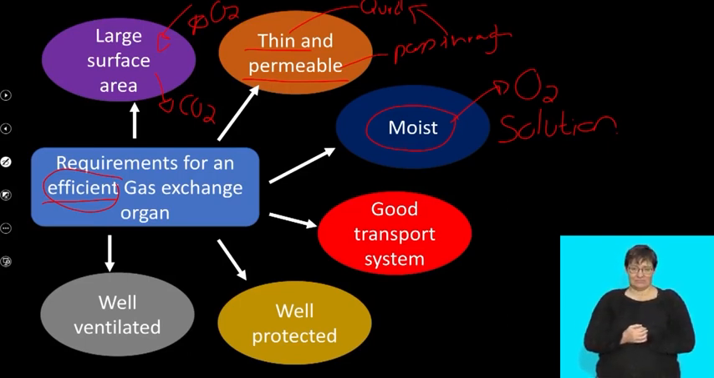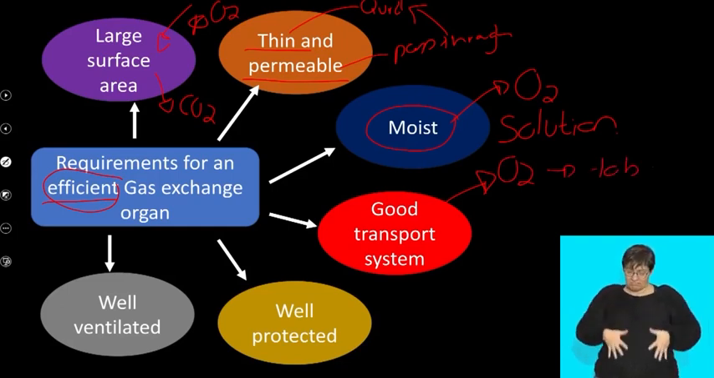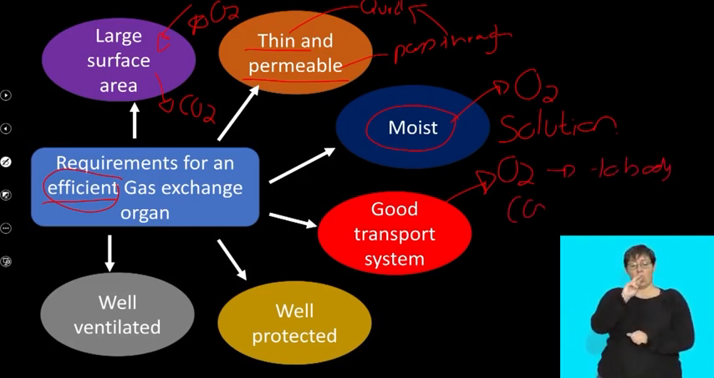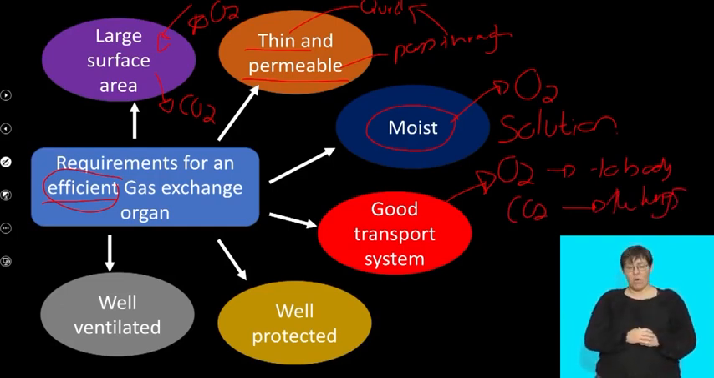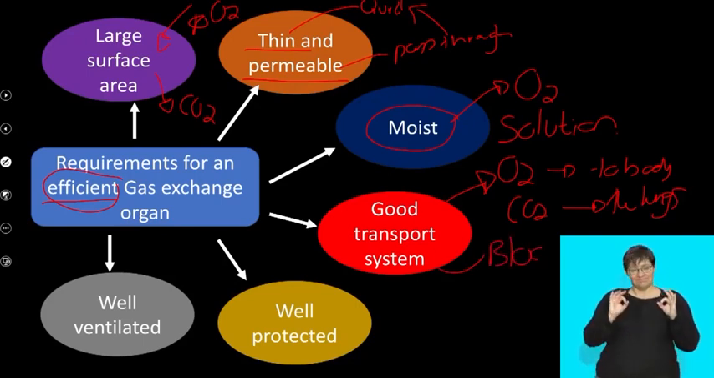Okay, a good transport system. What did we mean by transport system? I need to get oxygen to the body, and I need to get carbon dioxide to the lungs. So I need to transport them around the body, and I'm going to do that if I have an efficient system, for us, blood. Other organisms might have a different way. They might not necessarily need to use it.